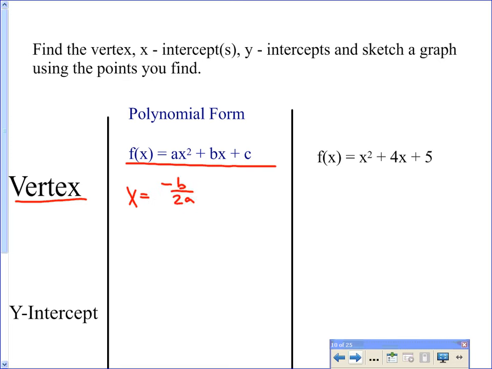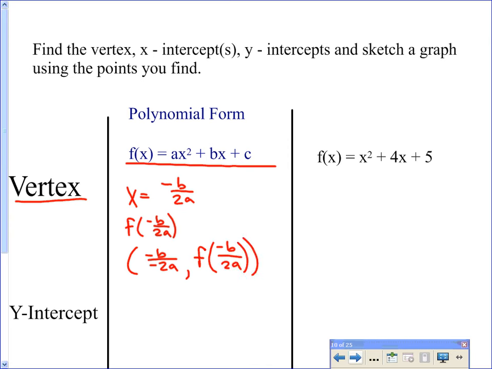Once you know the x-coordinate of the vertex, you just plug that in for x to find your y. So you do f of -b over 2a, and that's going to give you your y value. So the vertex ends up being, the x value is -b over 2a, and your y value is f of negative b over 2a.